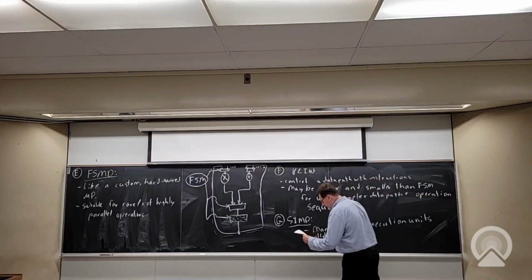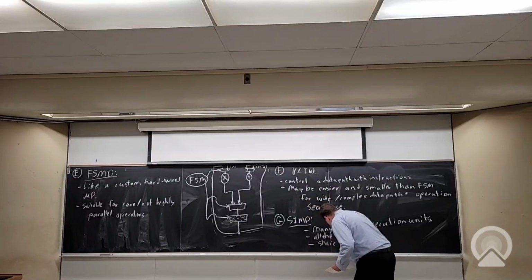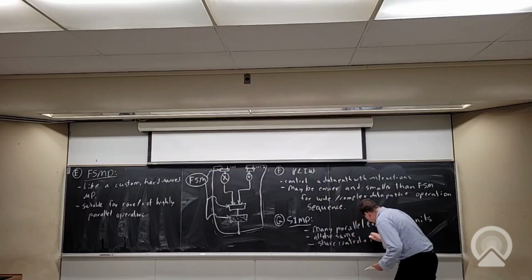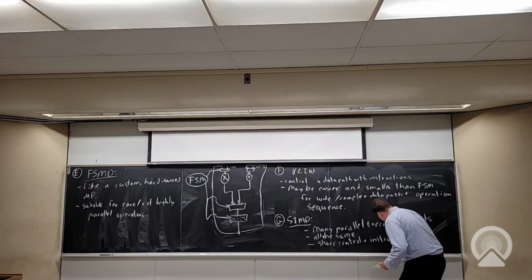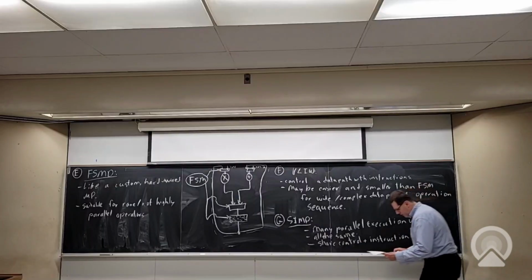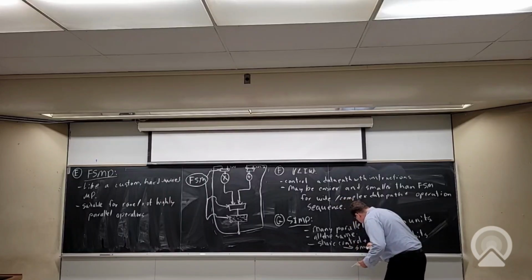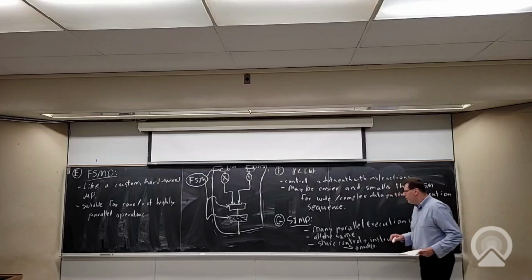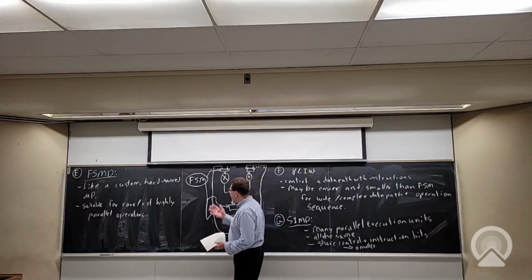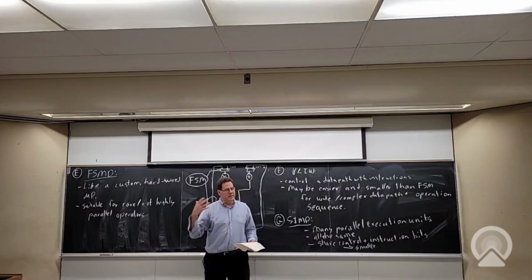So it basically shares control and it shares instruction bits. Which means it's smaller. Okay, smaller than VLIW. You could also hardwire the control for a SIMD, but in that case it's still smaller.